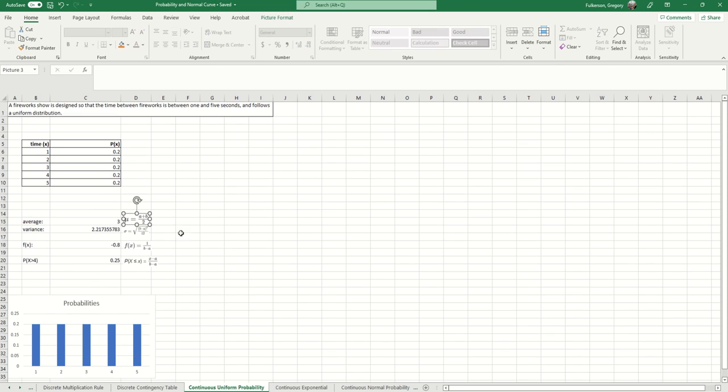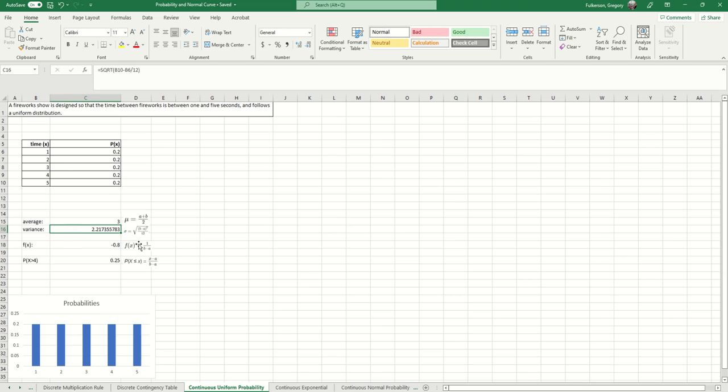So we have formulas for calculating averages and variances for uniform distribution. So you can see the mean is going to be A plus B divided by 2, which is the lowest plus the highest value divided by 2. That's what this formula is doing. So B10 plus B6 in parentheses divided by 2. So the average is 3 seconds. That's the average amount of time, which not surprisingly falls right in the middle.